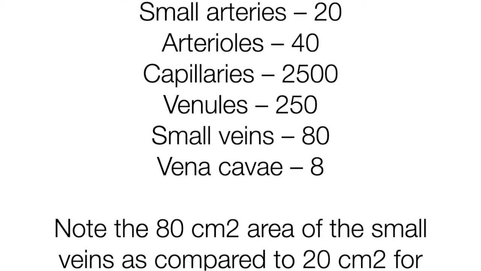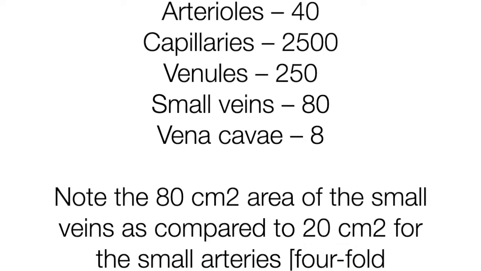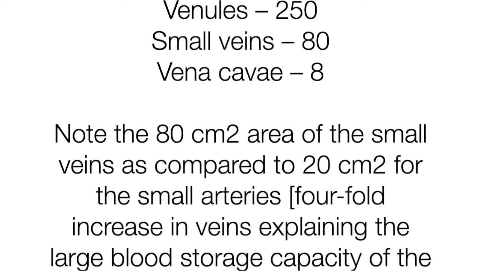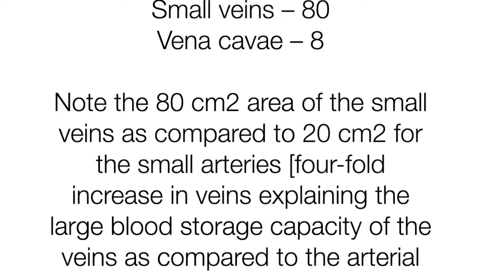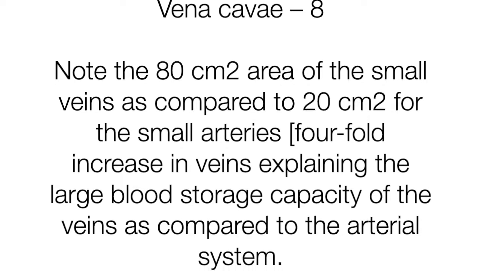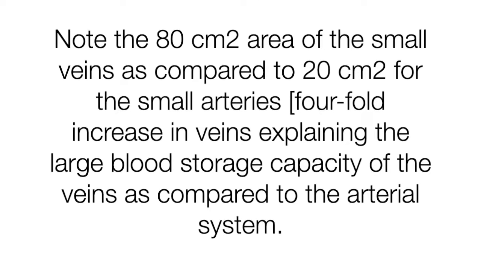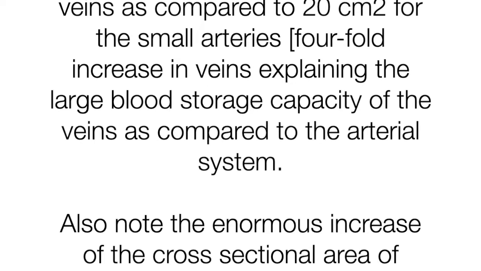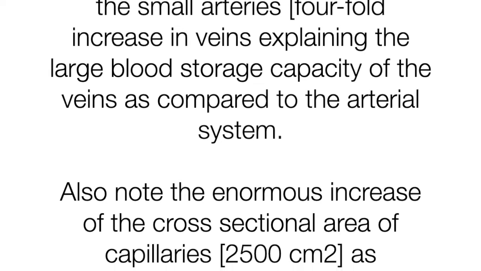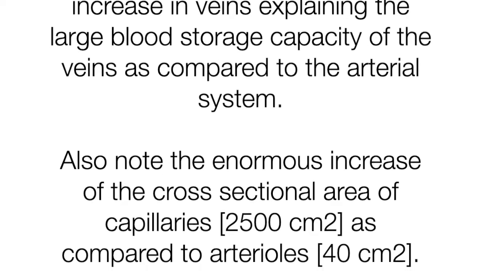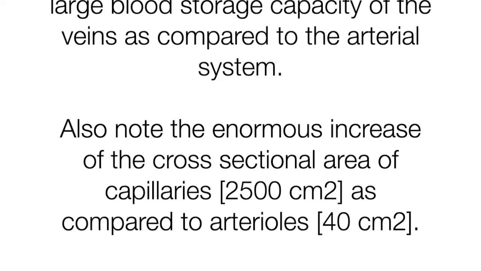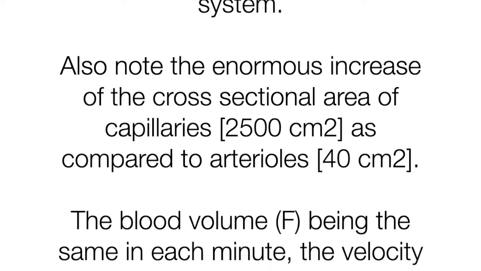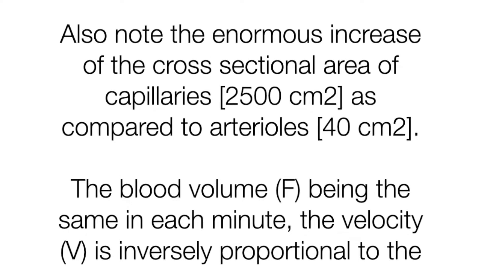cava 8 square centimeters. Note the 80 square centimeter area of the small veins as compared to 20 square centimeters for the small arteries, a fourfold increase in veins, explaining the large blood storage capacity of the veins as compared to the arterial system. Also note the enormous increase of the cross-sectional area of the capillaries, that is 2500 square centimeters, as compared to arterioles, 40 square centimeters.